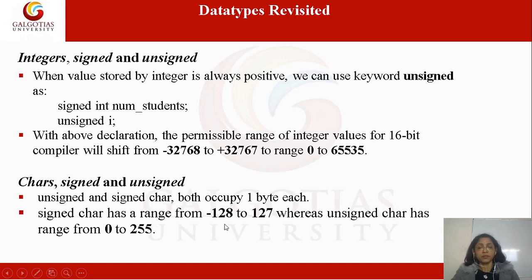Now for character, signed and unsigned: signed and unsigned characters both occupy 1 byte each. Here the range would be from minus 128 to 127, whereas an unsigned character has a range from 0 to 255.